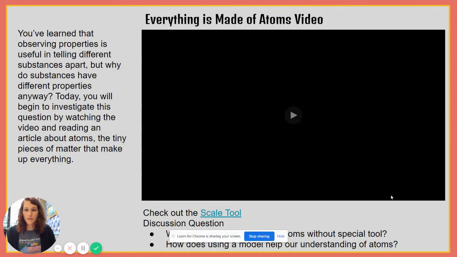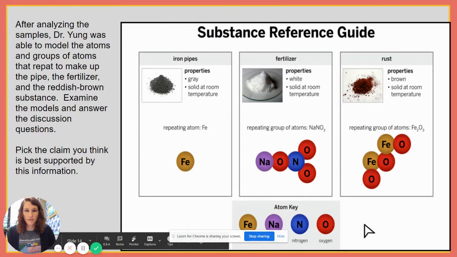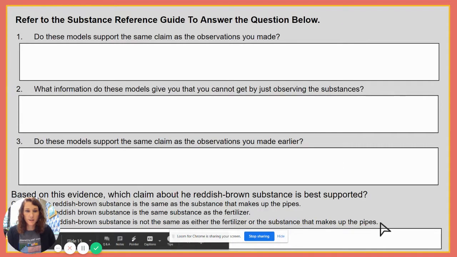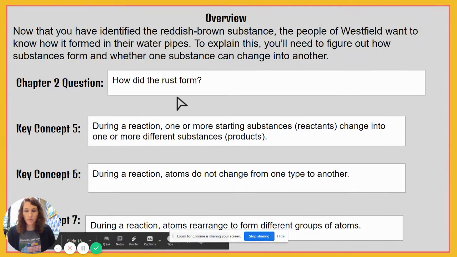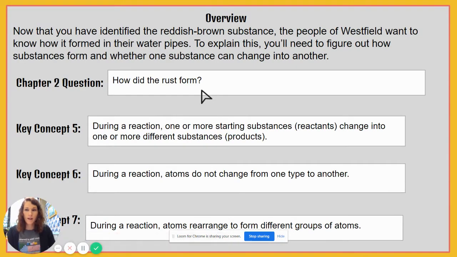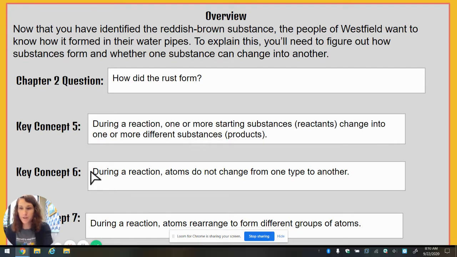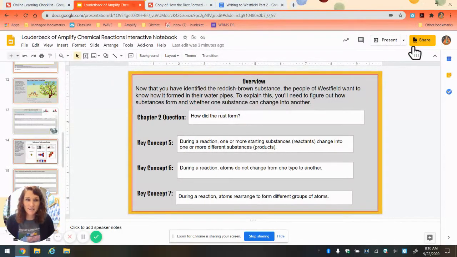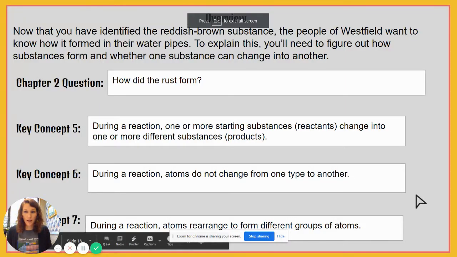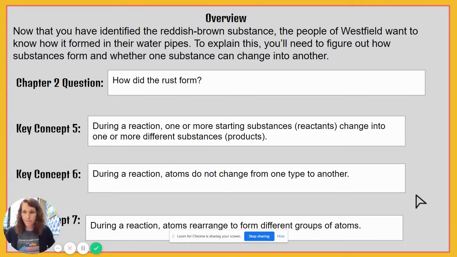So one of the things that we are going to look at today is explaining to the people of Westfield how the rust formed, all right? And in the labs, we were looking at reactions to understand how substances can change. So what we're going to do now is, let's see here, what slide is this? Slide 16, all right, on slide 16, you are going to be typing in the key concepts 5, 6, and 7 if you don't have them.